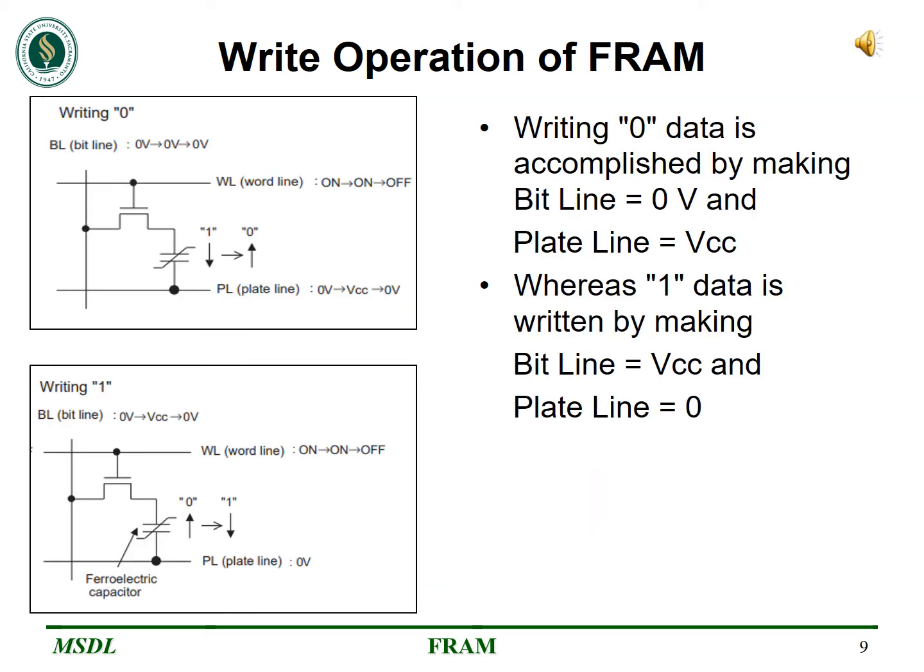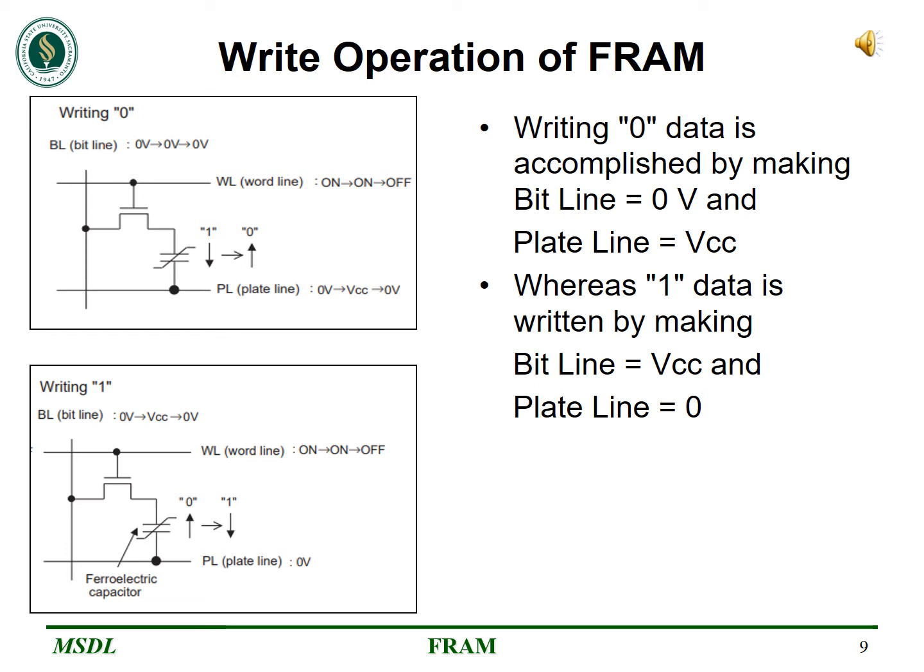Writing 1 or 0 data to a cell requires the application of voltage plus Vcc or minus Vcc to both the electrodes of the ferroelectric capacitor. Here this figure shows the actual writing to a one transistor, one capacitor cell. When the transistor is on, the word line is selected and the voltage is applied between the bit line and the plate line. Adding this voltage to the ferroelectric capacitor causes data to be written.